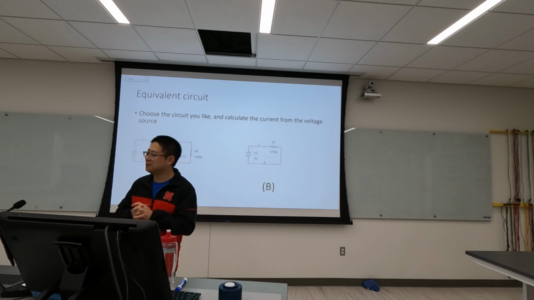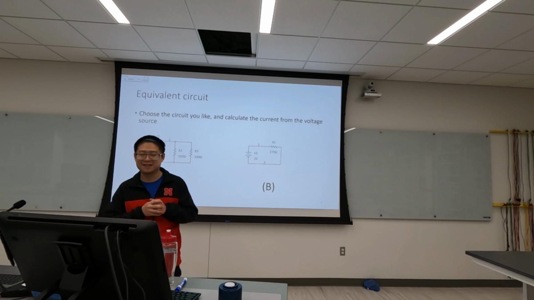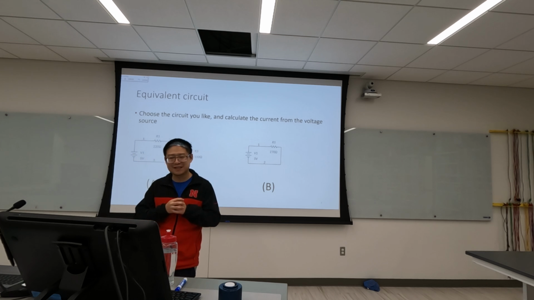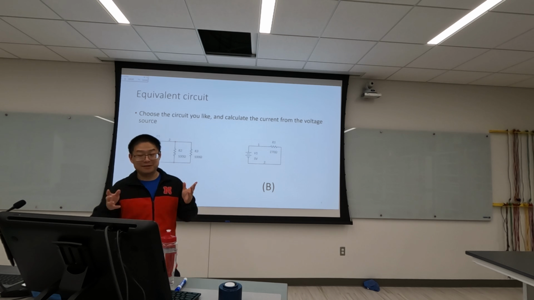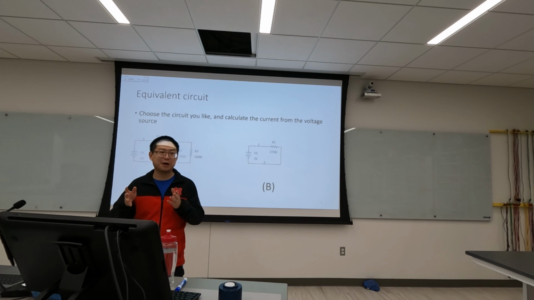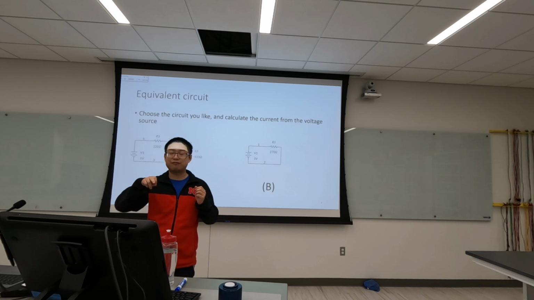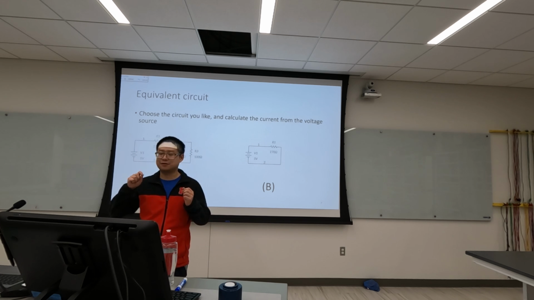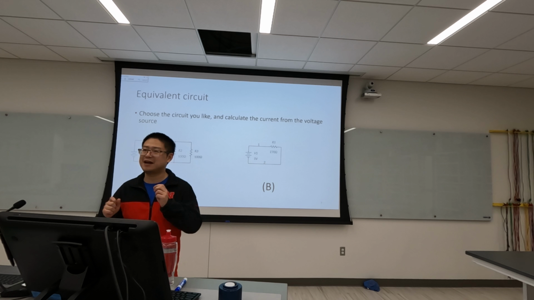So I noticed most students choose B. Why choose B? Yes, B is simpler. You can directly use Ohm's law to calculate the current, right? So that the current equals the voltage, which is 5 volts, over the resistance 270 ohm. But I will tell you that these two circuits, they are equivalent.